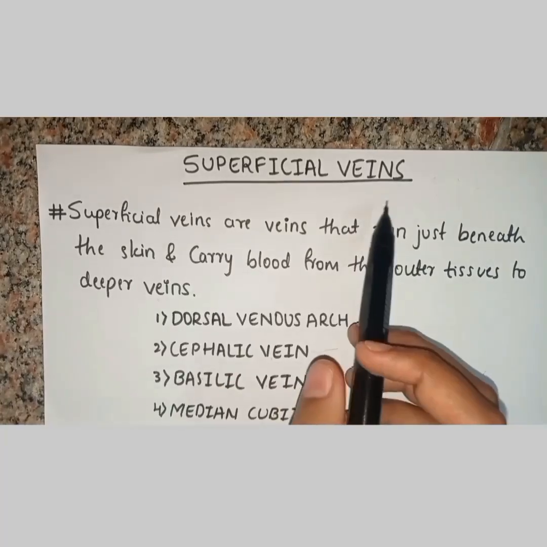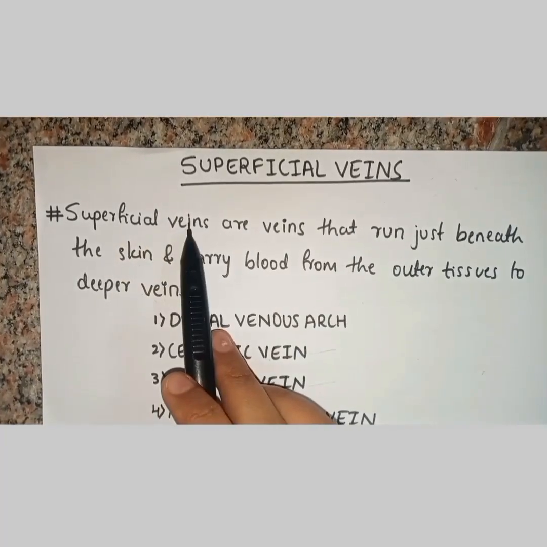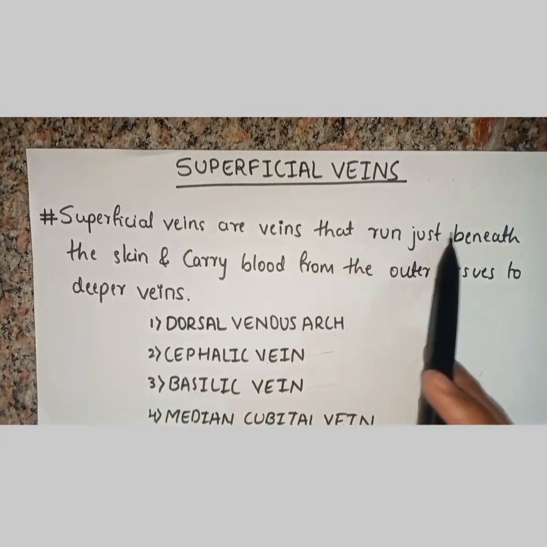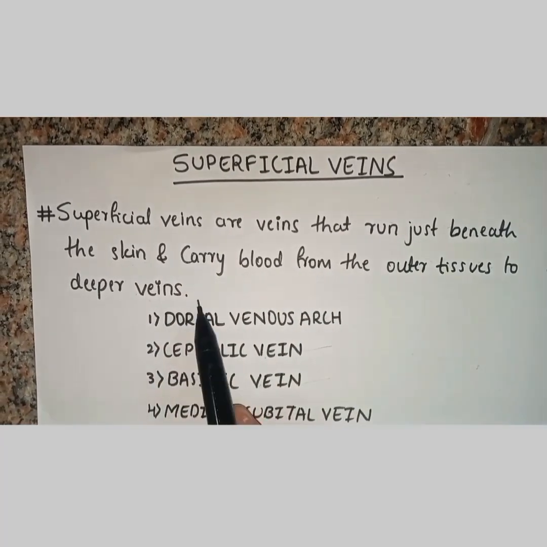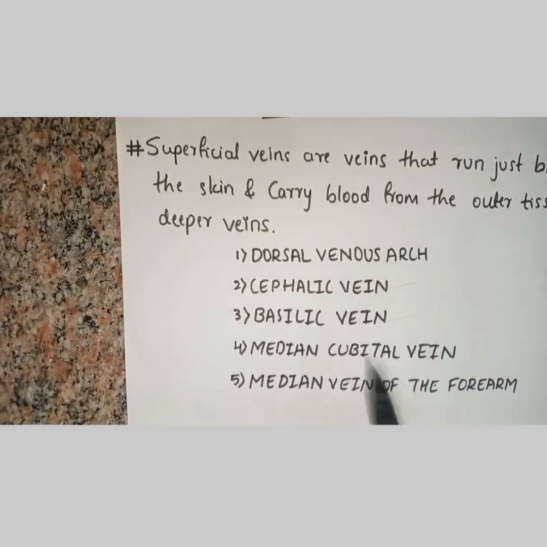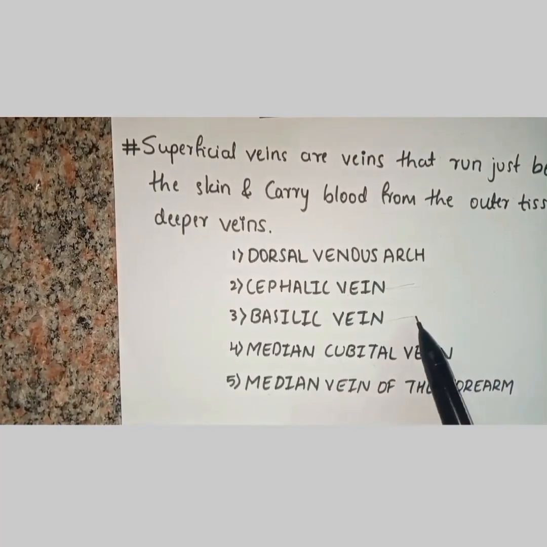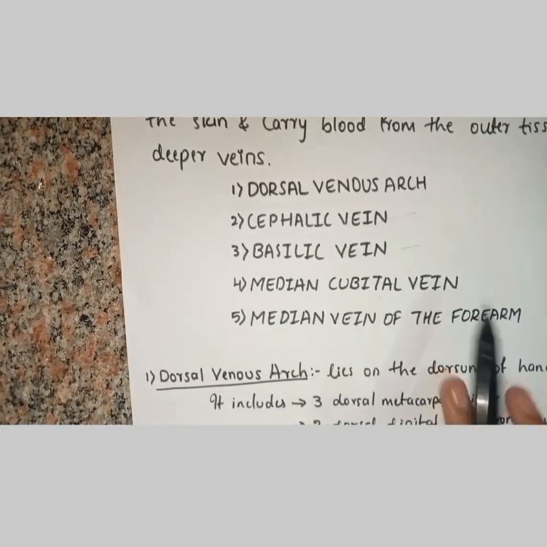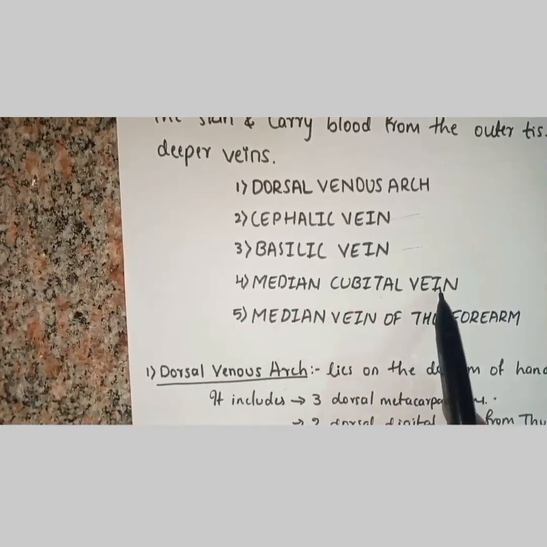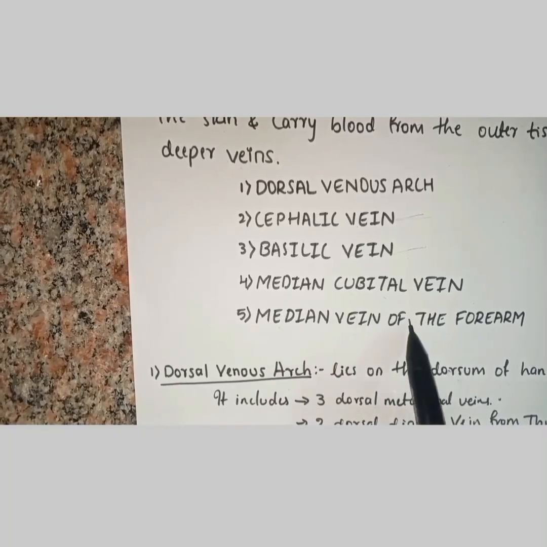What are these superficial veins? Superficial veins are veins that run just beneath the skin and carry blood from the outer tissue to deeper veins. There are majorly two veins, the cephalic vein and basilic vein, which arise from the dorsal venous arch, and the minor veins are the median cubital vein and the median vein of the forearm.